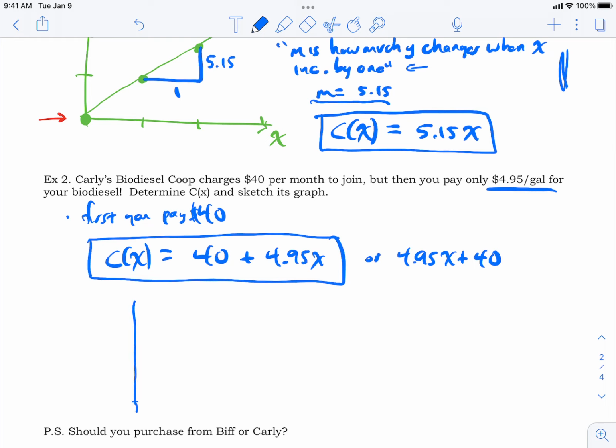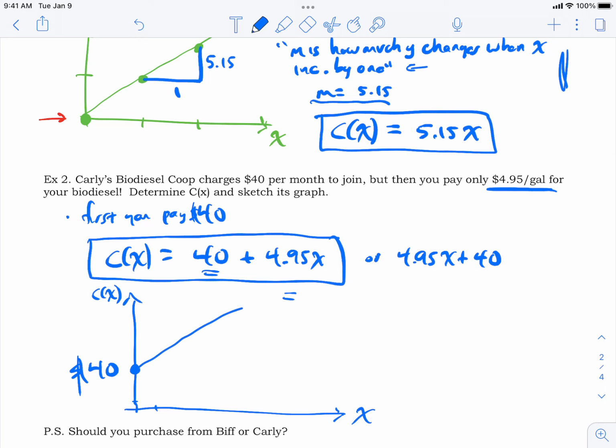Let's picture this. Pictures are wonderful. I love pictures. So this is x gallons going this way. This is the cost function going this way. And unlike Biff up here, where if you bought nothing, you pay nothing, this is very different. If you buy nothing, you still got to pay $40 just to be a member. So you're starting over here at $40. Then you go up as a straight line from there. So the first gallon is actually going to cost you $44.95, right? Because it's the 40 plus the $4.95.